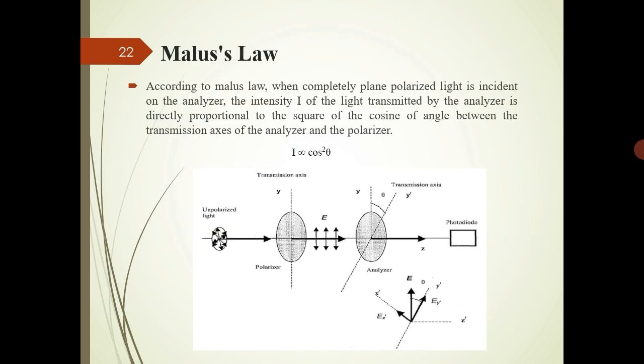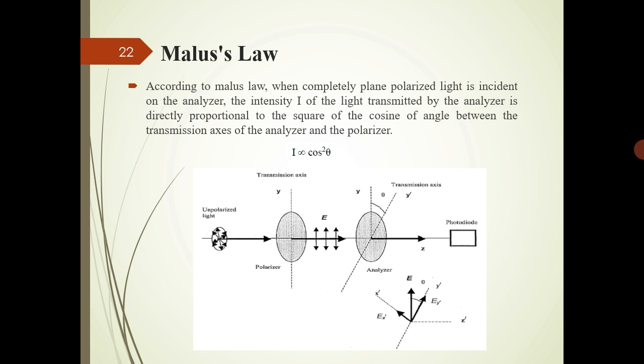The next topic is Malus law. According to this law, when completely plane polarized light is incident on the analyzer, the intensity I of the light transmitted by the analyzer is directly proportional to the square of the cosine of the angle between the transmission axis of the analyzer and the polarizer.